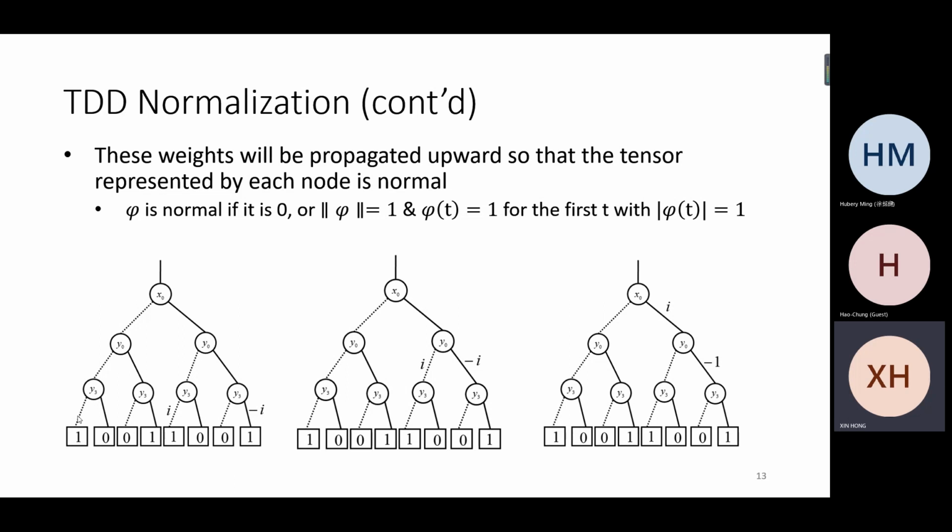And if this is not 0, and if this is not 1, this should be set to 1. If this is A, and A is not 1 and A is not 0, then this should be set to 1, and this should be set to A. And for this weight, if this is 1 and this is 0 and this is A, it should similarly be set to 1 and set to A. And similarly, weights should be moved upward until we reach such a case, which is a unique representation.